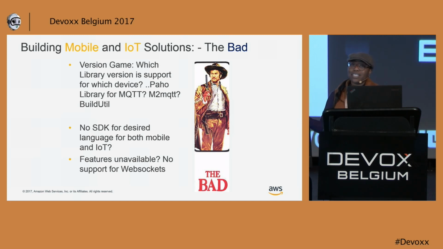And then what about the SDKs? Well, what if I really want to write this in Java? We're at a Java conference. But guess what? Some of the devices that I want to write on, like the MediaTek device, which automatically has things if I want to send signals and talk for telephony purposes, they don't really have a strong Java story, but I want to write in Java. So there's a lot of times that there's not an SDK for the desired language for your mobile or your IoT to match. And then there's features that are unavailable. Well, there's no support for WebSockets on this one, but wait, this one does have WebSockets, but I need to talk to these various devices. So these are the bad things about building solutions.